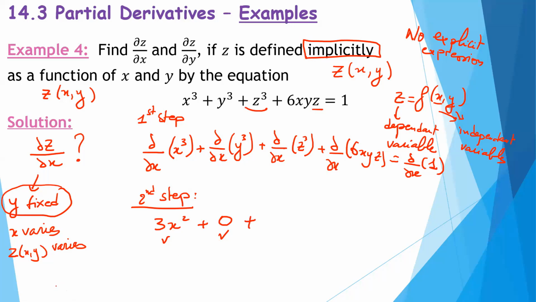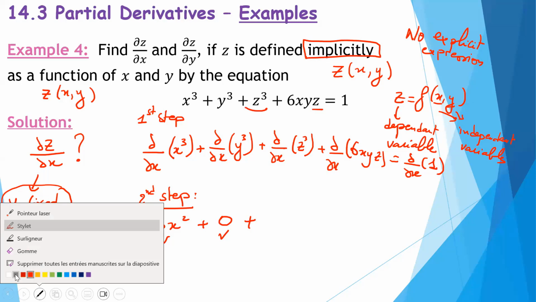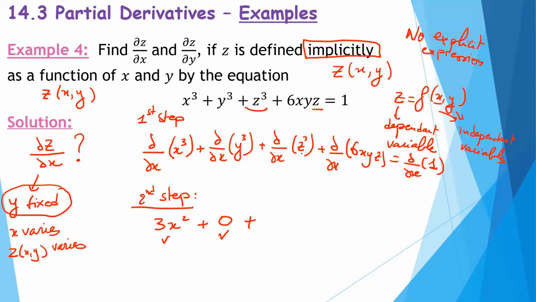Plus, and this is the novelty, what is the derivative with respect to x of z cube? 0? No, it's not 0, because z varies. z is a function of x. So here we consider it as a function of x. How to derive f cube of x? What is the formula seen in calculus for the derivative of the cube function, f cube of x?